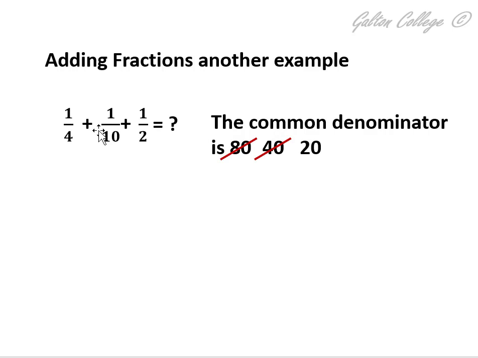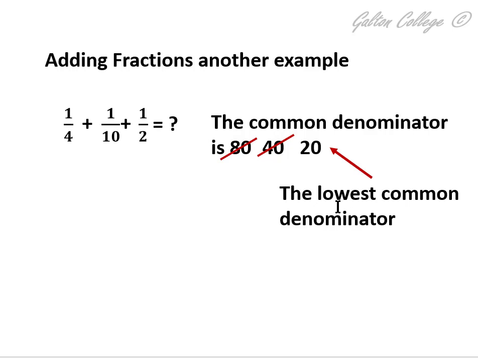Try 20. 4 into 20, yeah, goes 5 times. 10 into 20 goes twice. 2 into 20 goes 10 times. So this is the lowest common denominator. That's the best number to use.